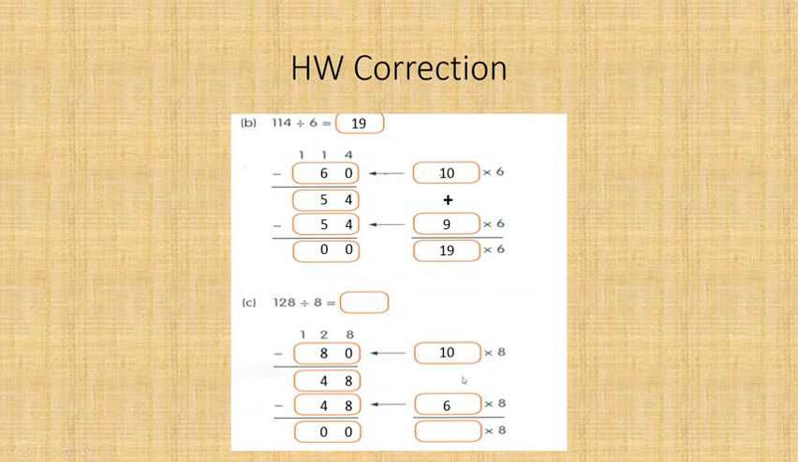So I need to know 8 times what equals 128. So I have to add these two numbers together. 10 plus 6 equals 16. And this is the answer, 16. 128 divided by 8 is going to be equal to 16.